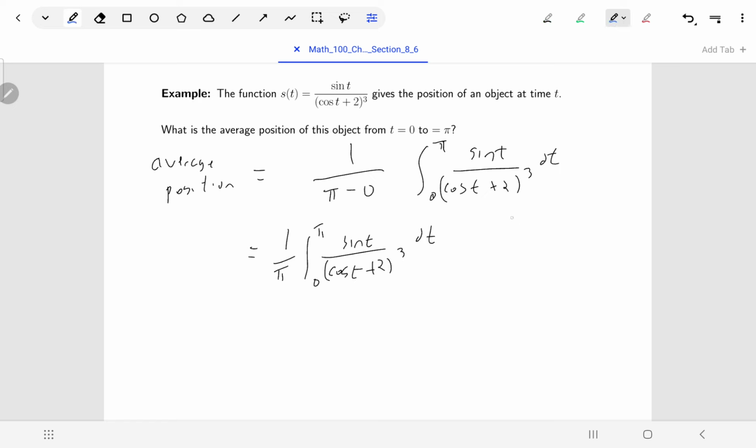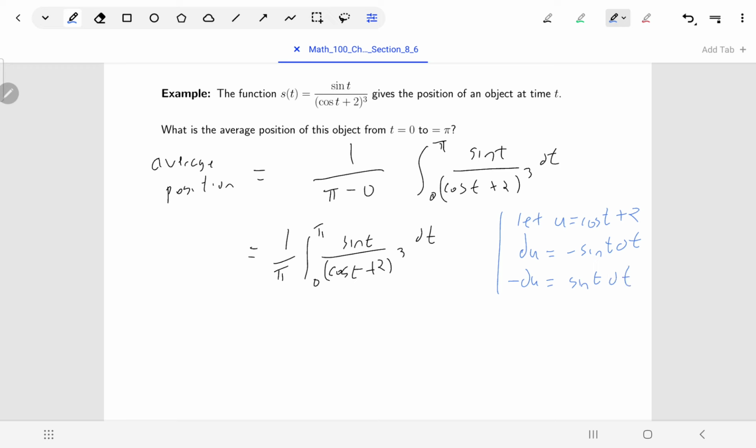So for substitution, I'm going to think about having u be the denominator, cos t plus 2. And the reason I'm thinking that's a good choice is because the derivative of cosine is negative sine. So du is negative sine t dt, or in other words, negative du is sine t dt. So that's kind of fixing some of our work here.